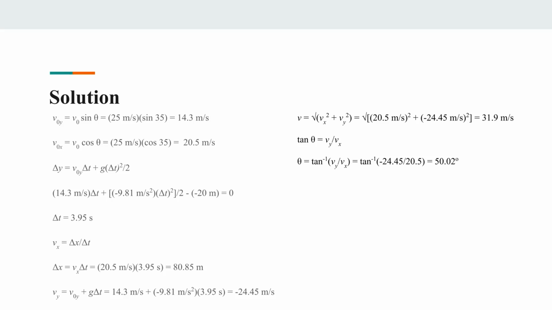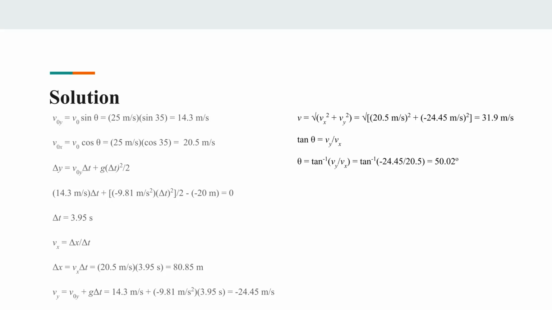So you just use the Pythagorean theorem. I already square rooted everything beforehand. So square root of Vx squared plus Vy squared. Just square root of the quantity 20.5 meters per second squared plus the quantity negative 24.45 meters per second squared. That equals 31.9 meters per second. That will get us a magnitude of 31.9 meters per second.